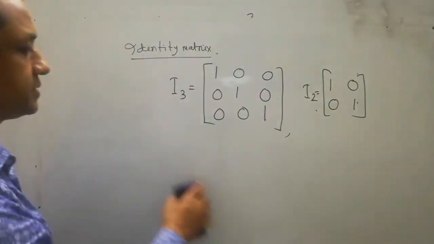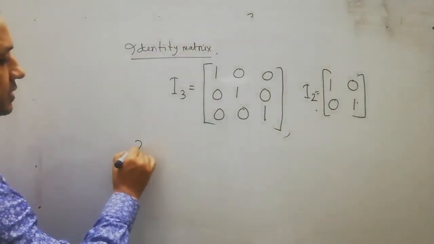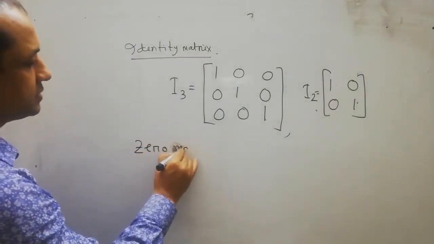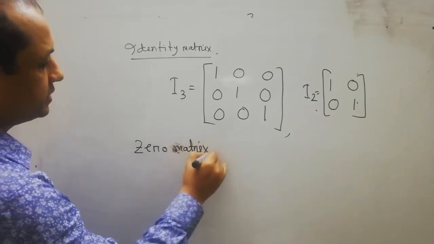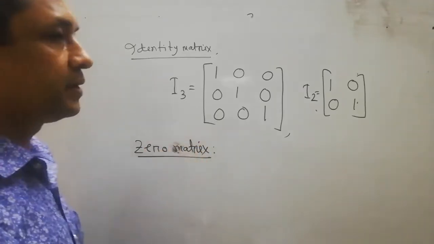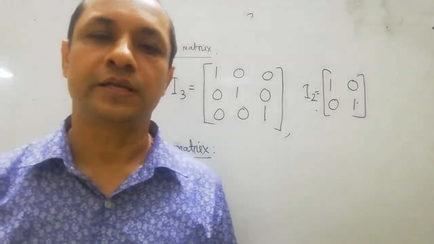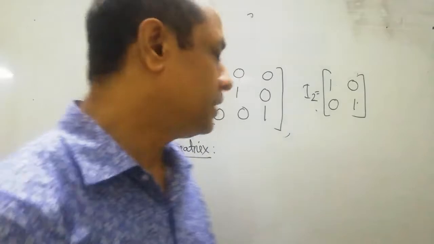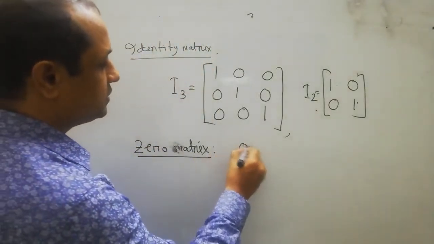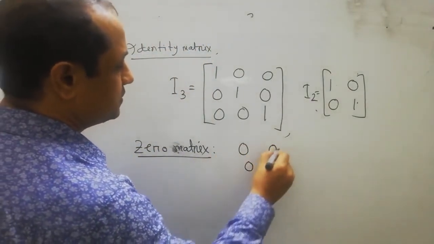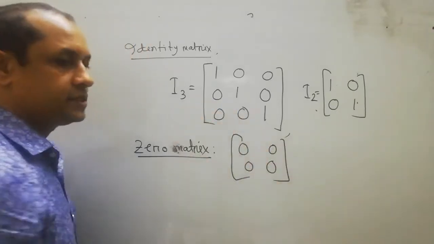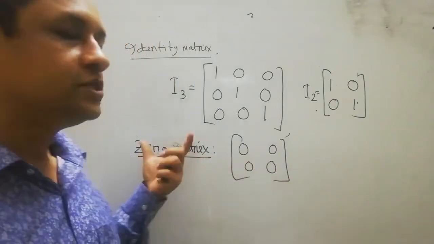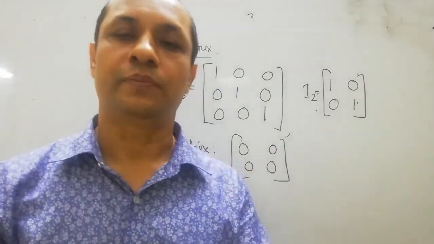Next, zero matrix. This is a zero matrix, or null matrix. A zero matrix is a matrix in which all entries are 0. So it is called a zero matrix. For example, here 0, 0, 0, 0. All entries are 0, so it is called a zero matrix or null matrix.